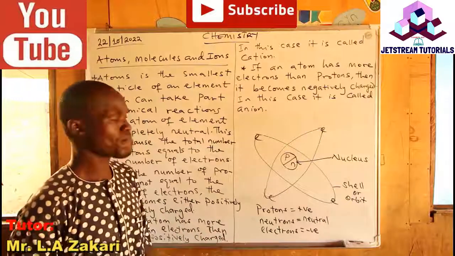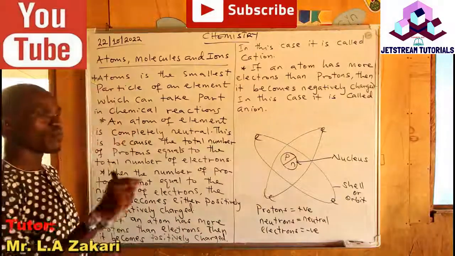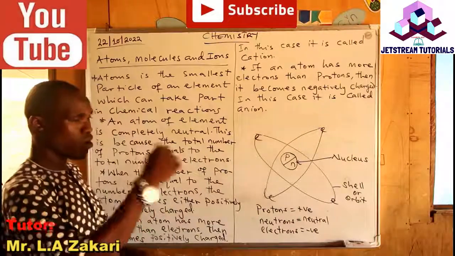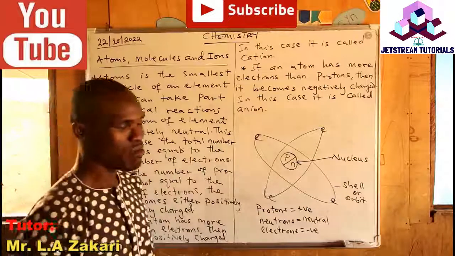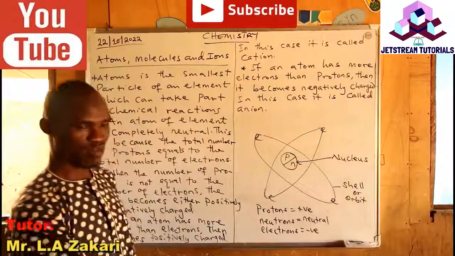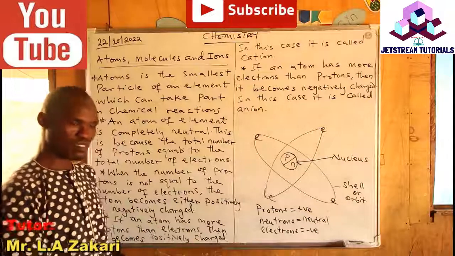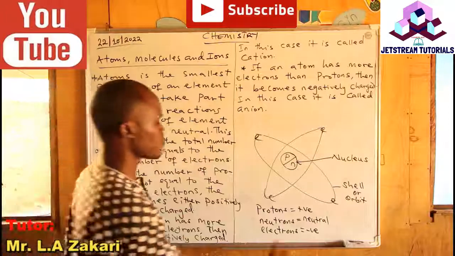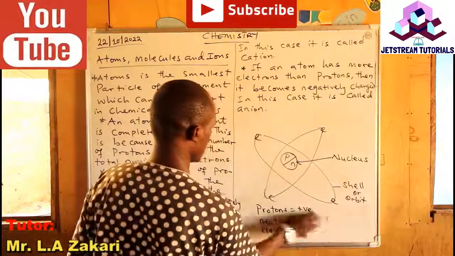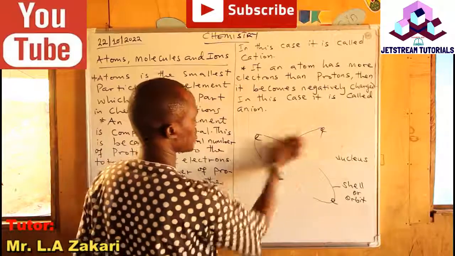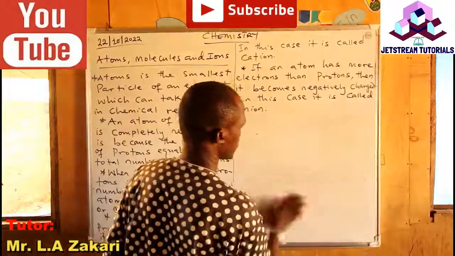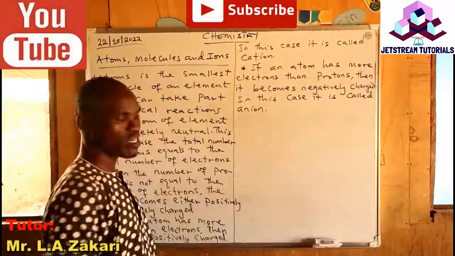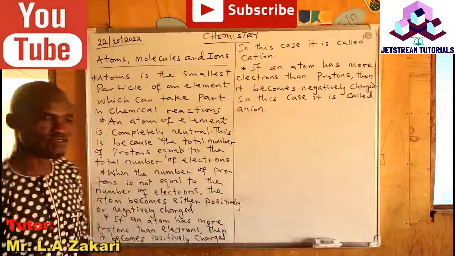Is that understood? Fine. Now, in a situation whereby the number of protons is more than the number of electrons in an atom, what happens? The atom becomes positively charged. So in that case, we have a cation. Now, let's look at a typical example. Give us one atom that we can use to identify the number of protons being more than the number of electrons.